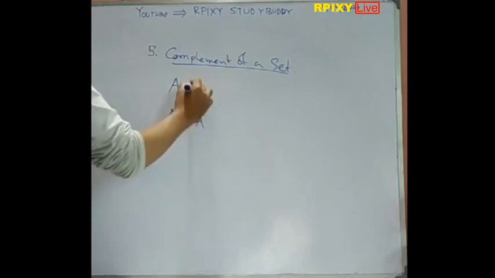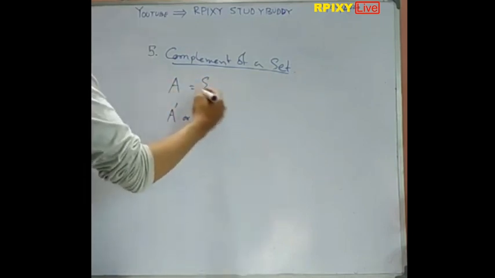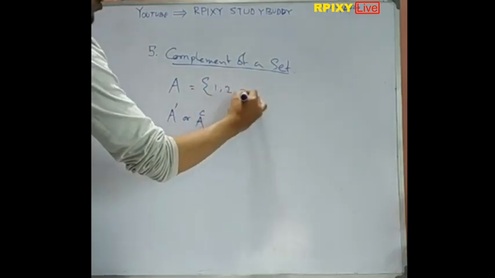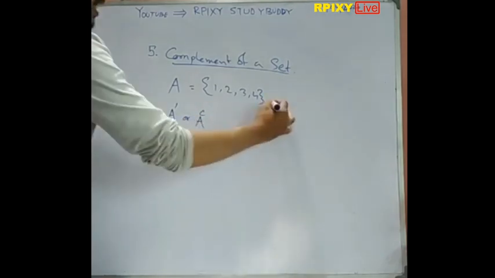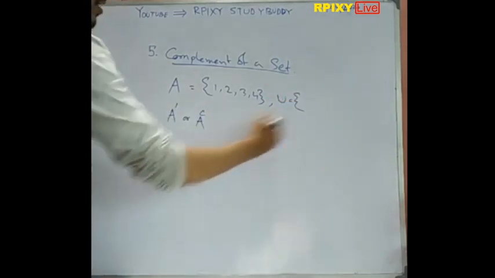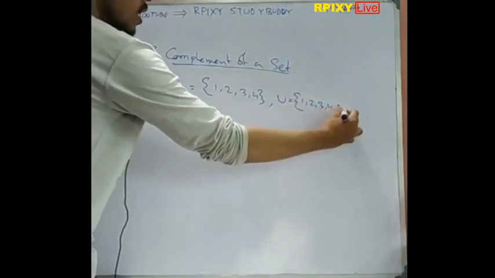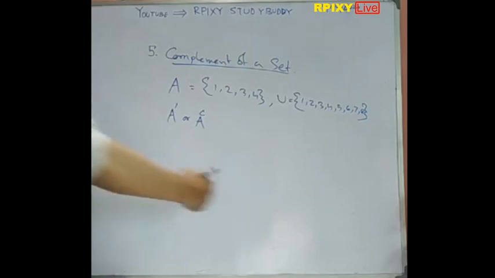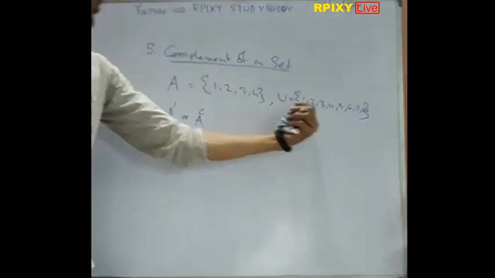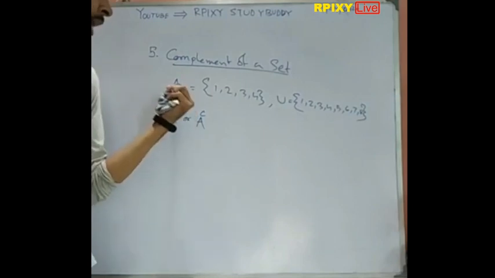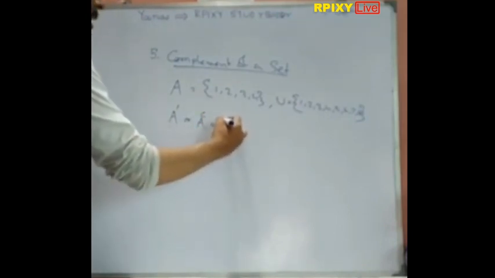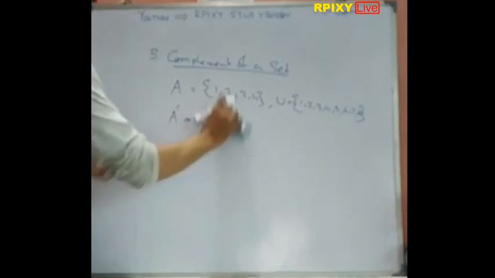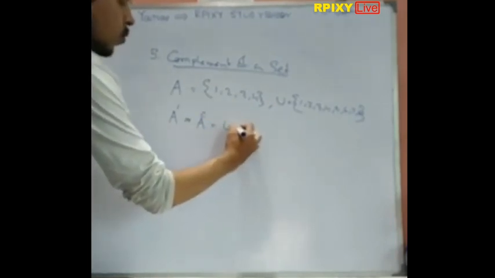Suppose A is a set whose elements are 1, 2, 3, 4. In that case, we need the universal set. Suppose the universal set of A is 1, 2, 3, 4, 5, 6, 7, 8. This is the universal set of A whose elements are 1 to 8, and the elements of A are 1, 2, 3, 4. Then the complement of A is simply U minus A.